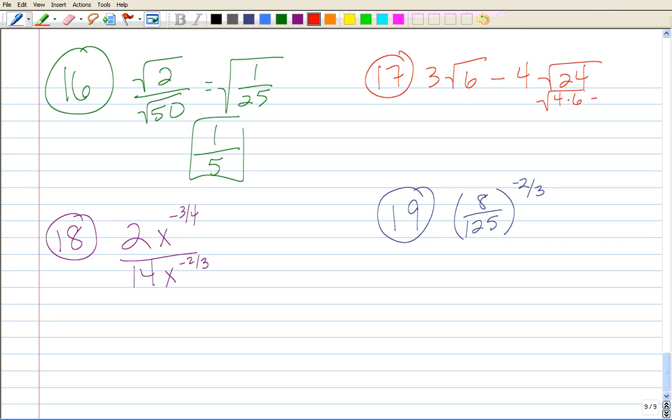So what we really have here is the square root of 4 is 2. So the square root of 24 is 2 times the square root of 6. So instead of 4 times the square root of 24, we have 4 times 2 square roots of 6. So we have 3 square roots of 6 minus 4 times 2 is 8 square roots of 6. 3 minus 8 is negative 5. So we have negative 5 times the square root of 6.